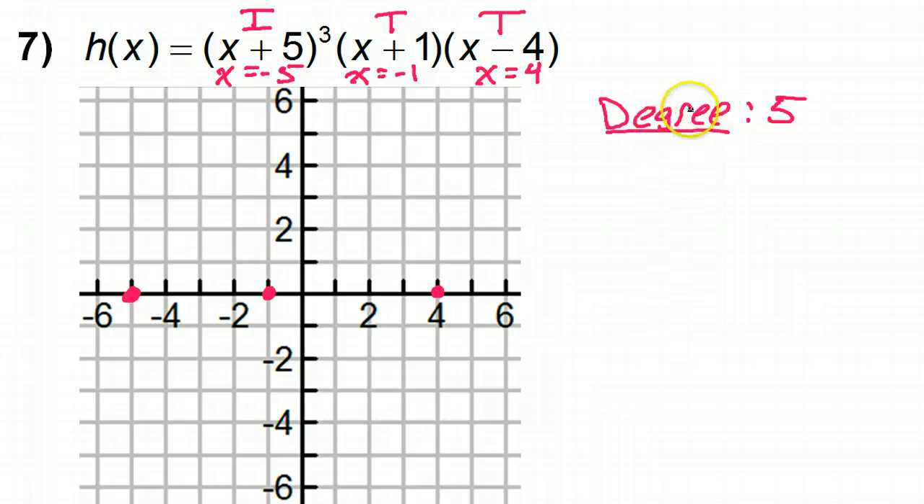That is odd, so I know the end behavior is going to be like an n. And since it's positive, the end behavior will be like a right side up n. End behavior looks like this. So that tells me, most importantly, I need to start from below. And then I'm going to do an inflection and a through and a through.